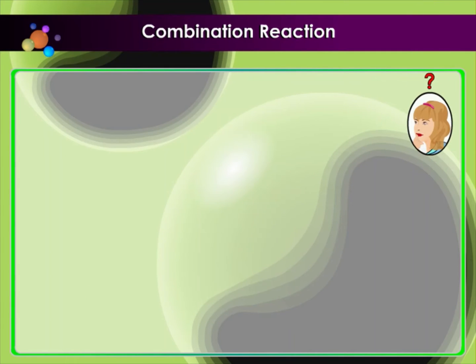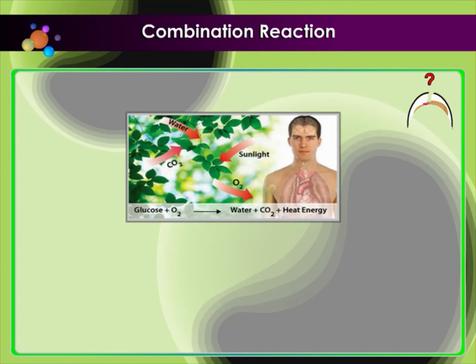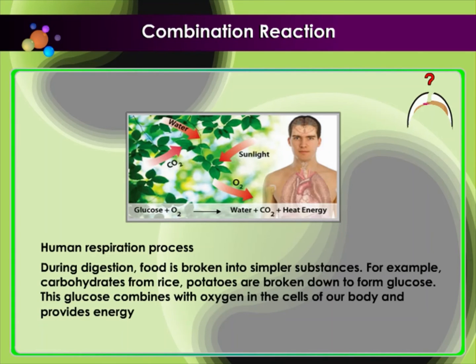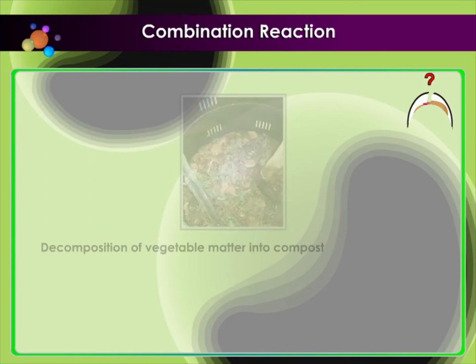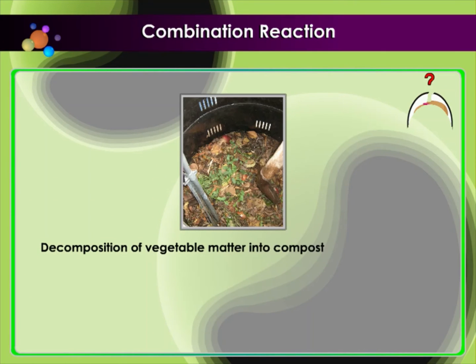Do you know that respiration is an exothermic process? Let me explain to you about the human respiration process. We get energy from the food we eat. During digestion, food is broken down into simpler substances. For example, rice, potatoes, and bread contain carbohydrates. These carbohydrates are broken down to form glucose. This glucose combines with oxygen in the cells of our body and provides energy. The decomposition of vegetable matter into compost is also another example of an exothermic reaction.